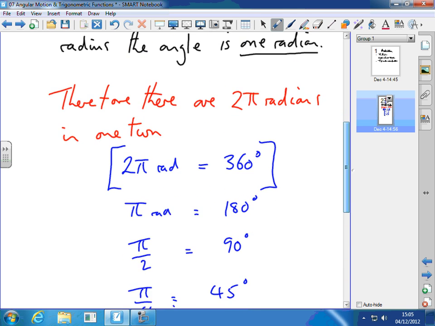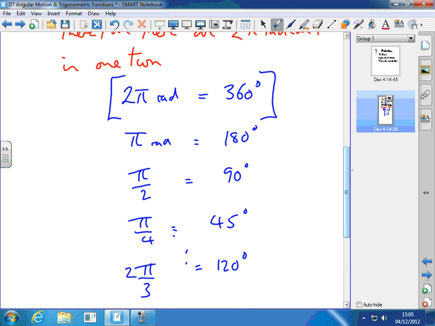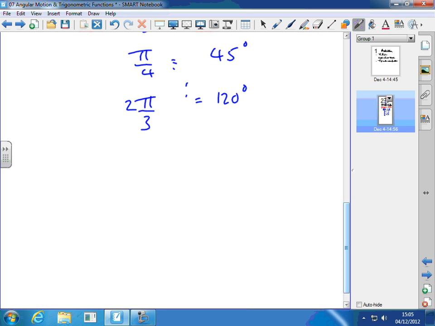And this is the key one to sort of remember: if 180 degrees is pi radians, what's 1 degree? So 1 degree equals pi over 180. And that's important because we can then use that to convert any angle. So that's a good one to use.